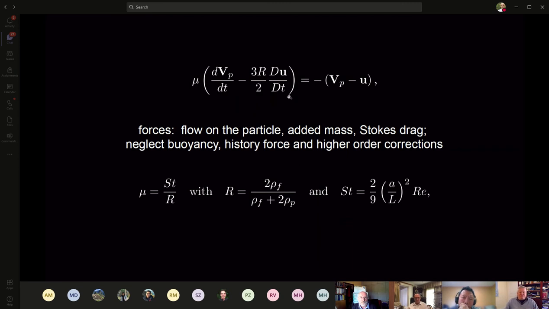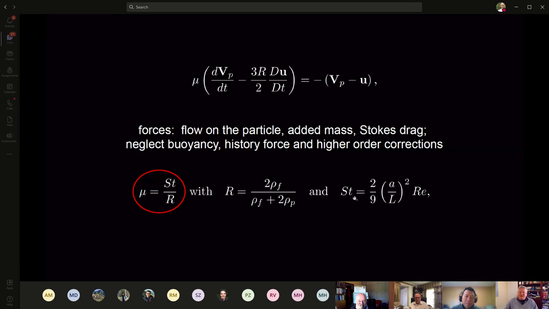And don't focus on the equations so much. I only put this up here to introduce this parameter, because it'll be used in the next slide, that's the payoff. So this parameter mu is built from the ratio of the fluid density and the particle density. So it tells you whether the particle is neutrally buoyant or less buoyant or more dense or less dense than the fluid, whether it's going to float or rise or whether it's neutrally buoyant.